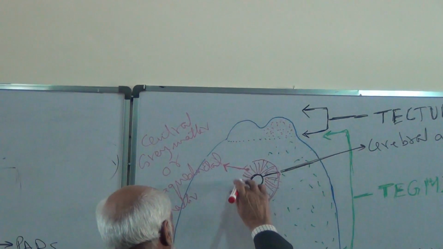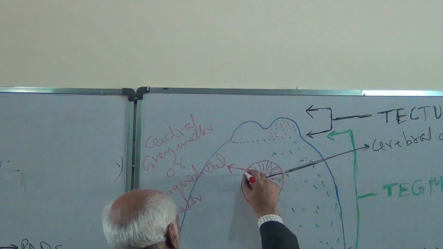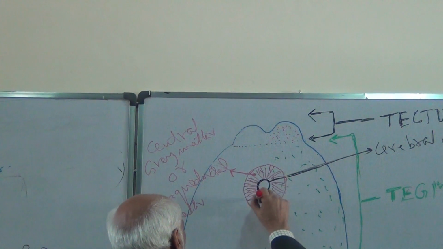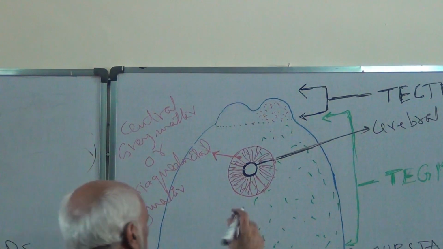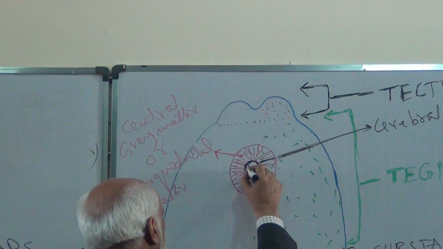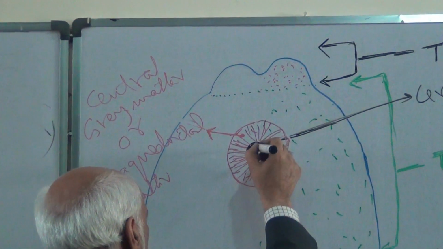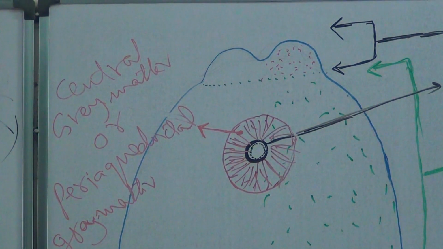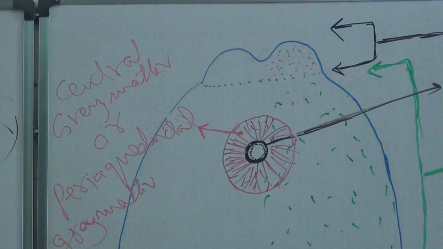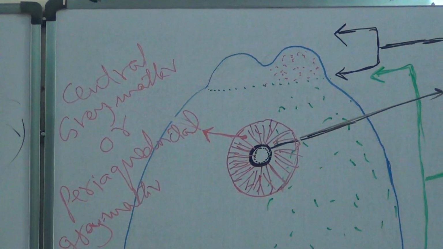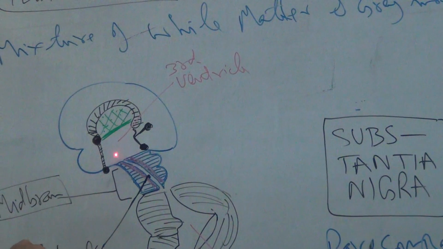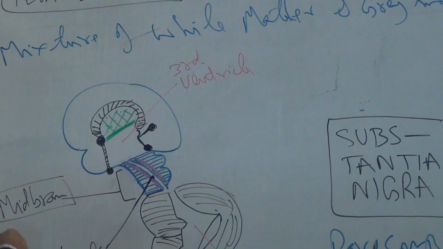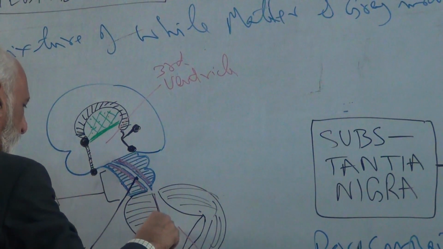Now the central gray matter or the periaqueductal gray matter which surrounds the cerebral aqueduct. The cerebral aqueduct is lined by ependyma, and cerebrospinal fluid flows through it. The central gray matter is above continuous with the gray matter of third ventricle, and below it is continuous with the gray matter of the floor of the fourth ventricle.